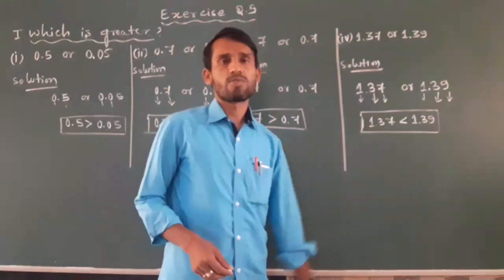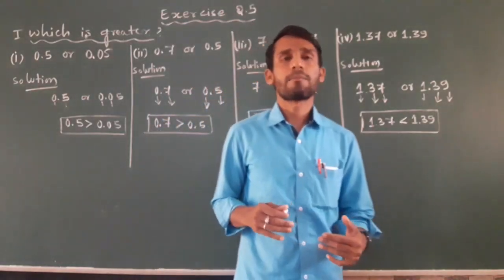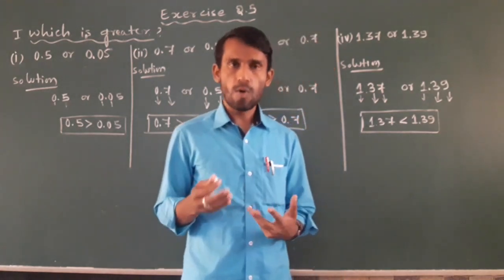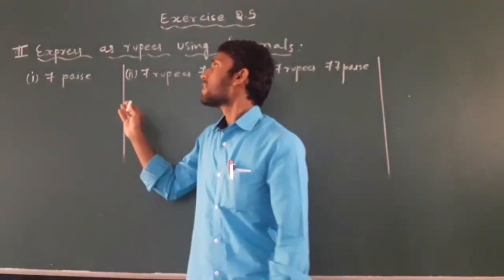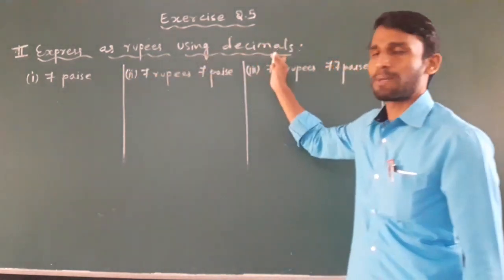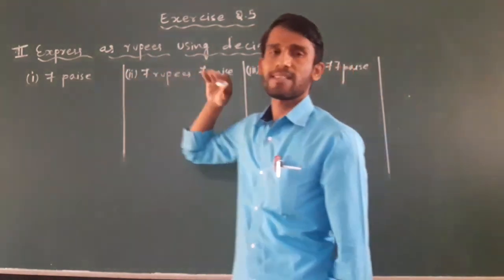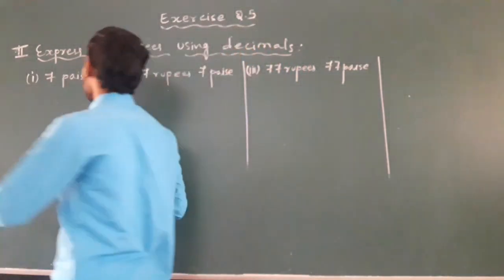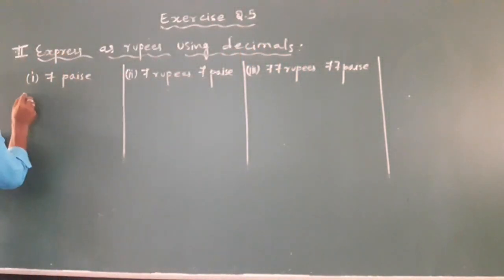In this main, the remaining problems you solve at home. I am taking your second main. Here, students, see your second main: express as rupees using decimals. We have to express these paise in the form of a decimal. See here, 7 paise. Let us see the solution.